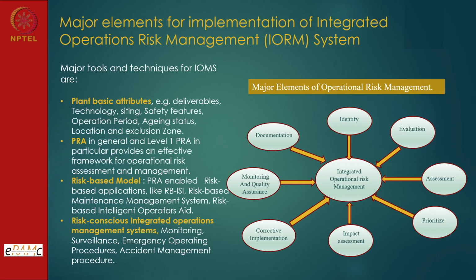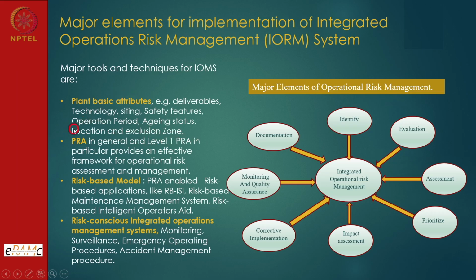So what are the major elements for implementation of an integrated IRM system? If we talk about the plant, basic attributes are deliverable. Like if I have to talk about space systems, or aviation systems, how many trips an aircraft had, what kind of maintenance it required, and what is its operating domain. Aviation is a dynamic domain. For a plant on the ground, there is siting, safety features, operation features, period, aging status, location and exclusion zone.